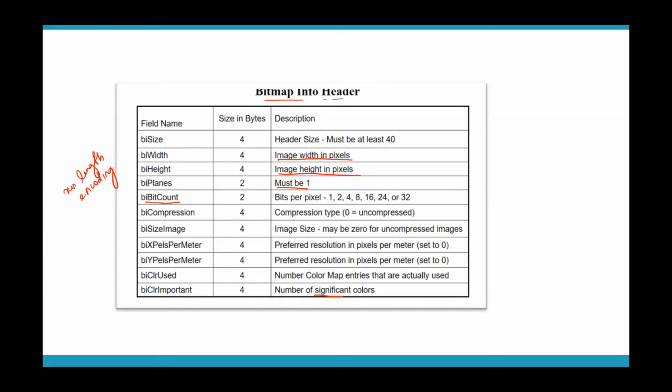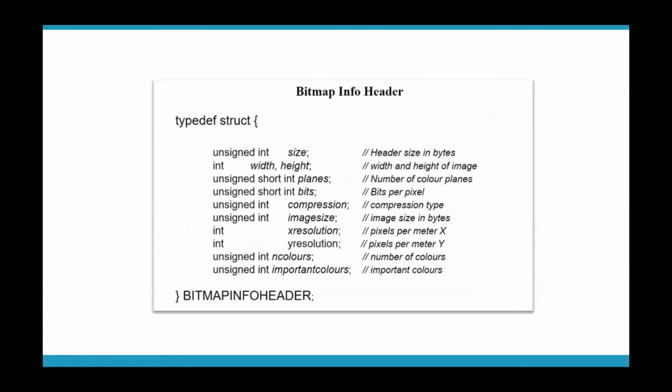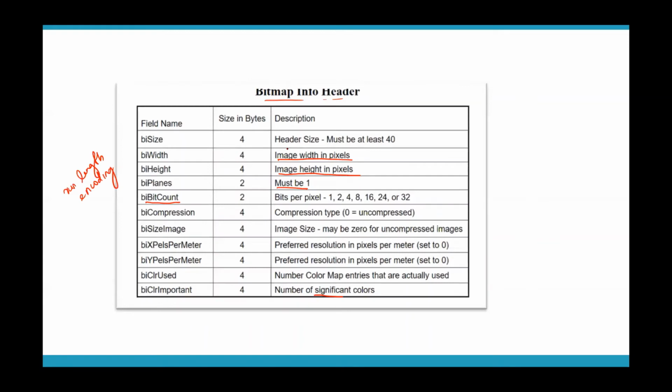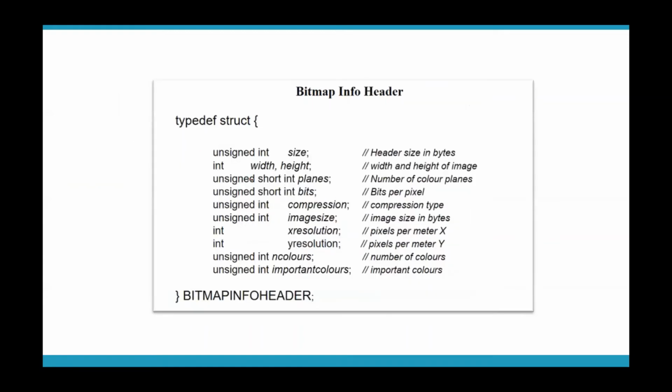So the information header gives you some more information about the dimensions and color. This is how your information header looks. As you can see here, you have the header size, which is our first field in this table. Then you have the width, height, planes, bit count. The next field will give you the width and height.